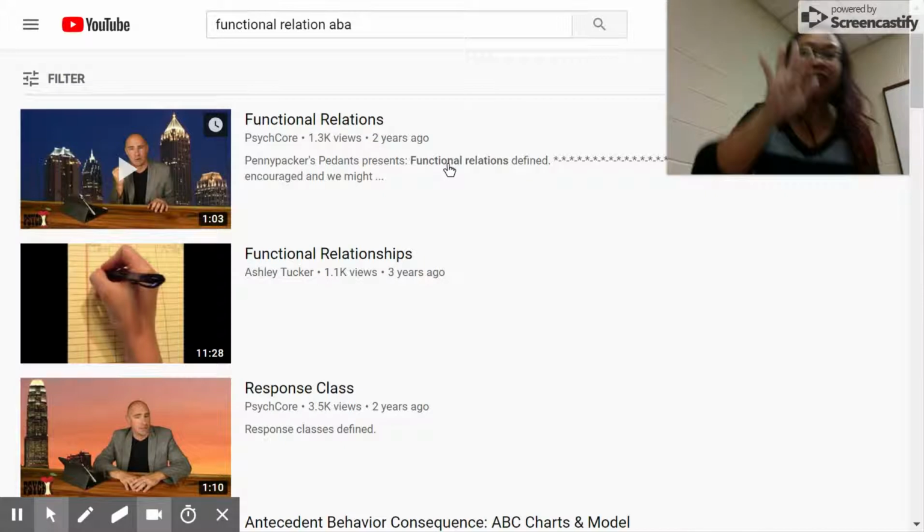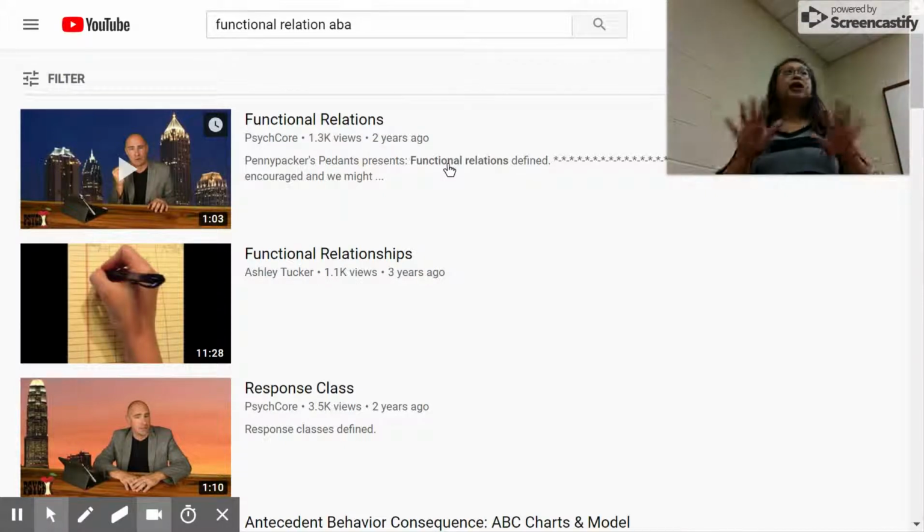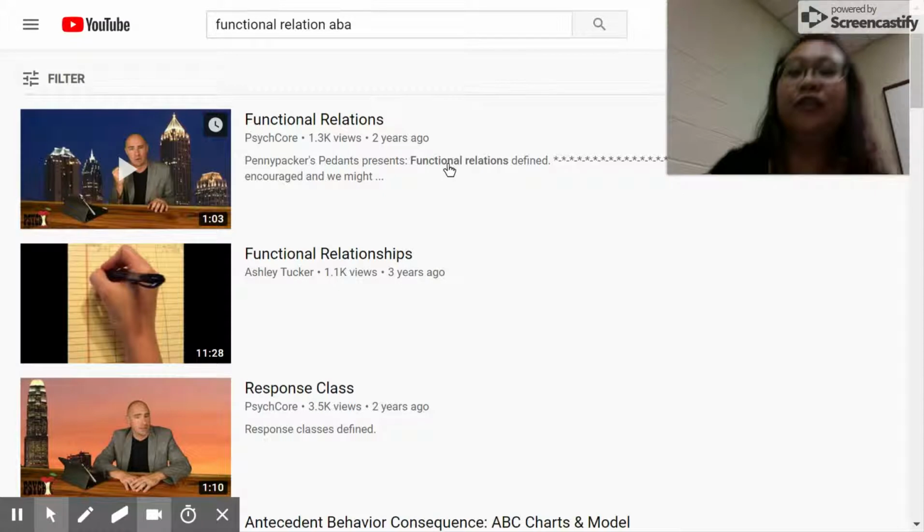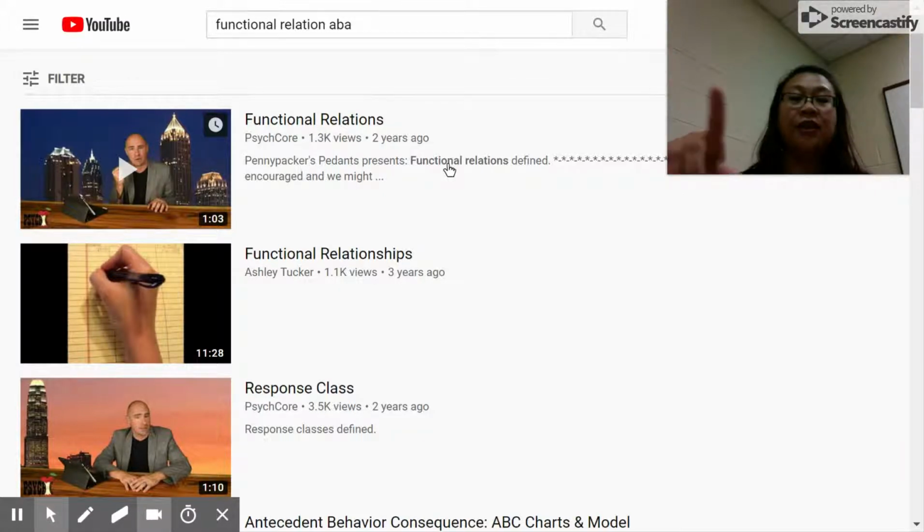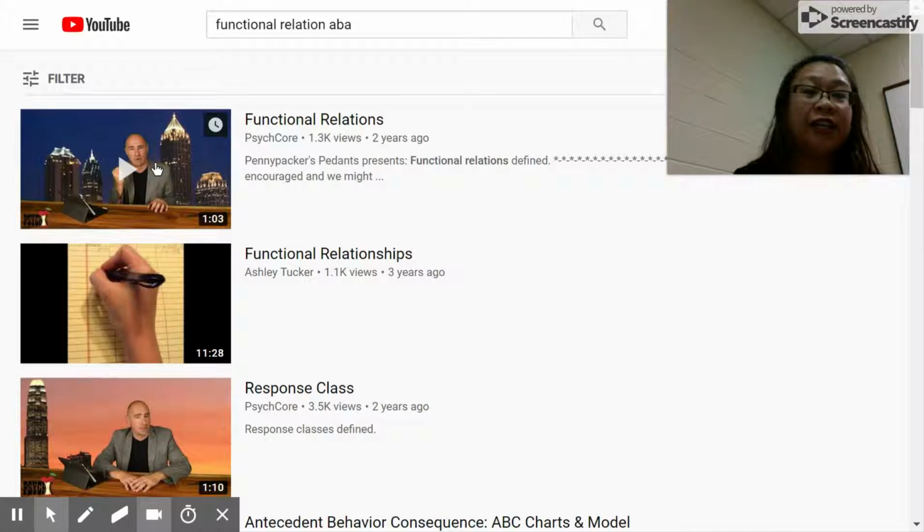I'm not gonna get so into it, but I'm gonna share with you guys what I interpret functional relation to be. I'm gonna start with defining functional relations in ABA, and then we're gonna listen to this guy, Psychor, briefly define it, and then we are going to play a game, have a discussion, if there are any questions, and call it a day.